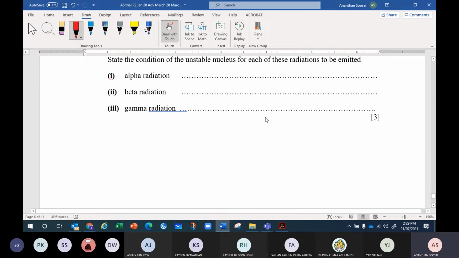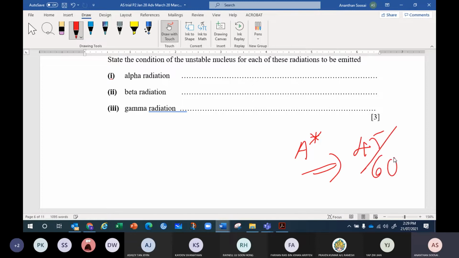So those who are done, I believe all of you have done this paper. I believe you marked the question paper. Of course, our target is to get an A star. So you should get at least how much? 45 over 60. This is the target. Okay, this is your target.